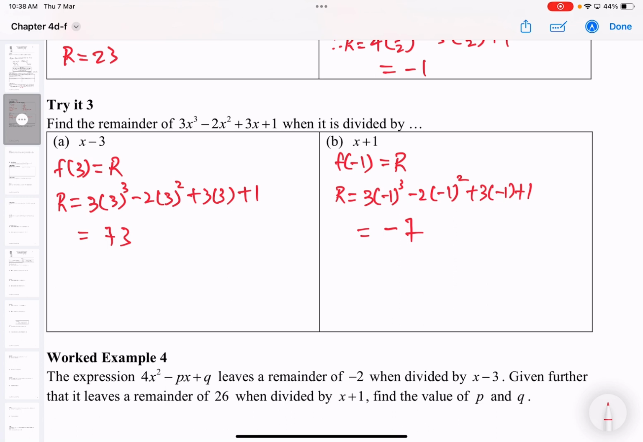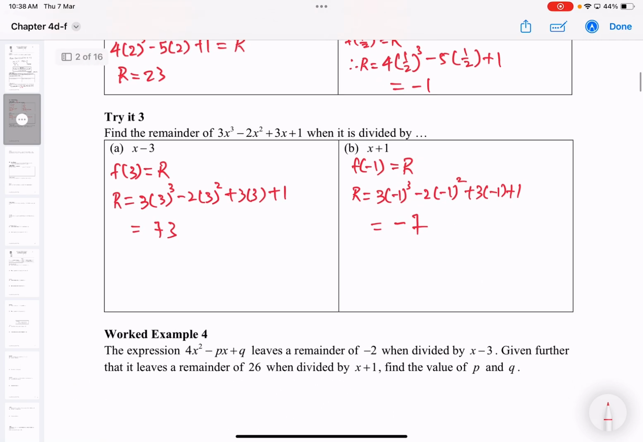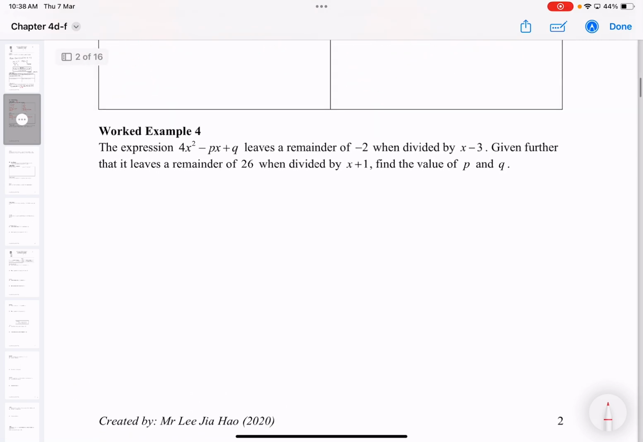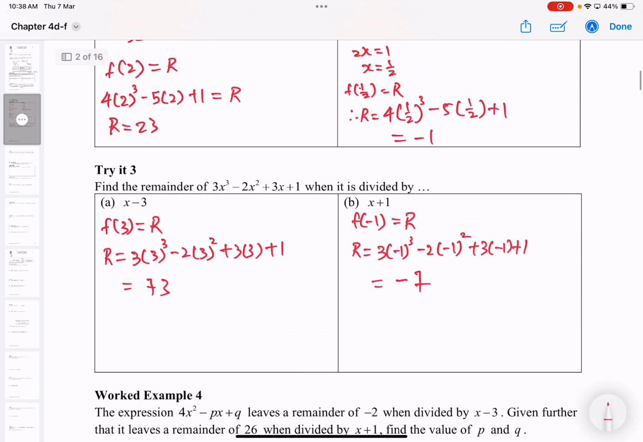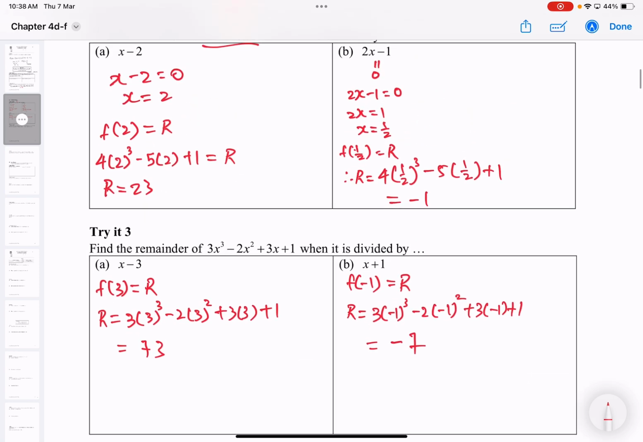Sherry, can you close that iPad? Okay? Come. Worked example number 4. Is everyone okay with this one? This is just a little warm up. Will this be tested in the exam? No. This will not be tested in the exam. It's too simple.